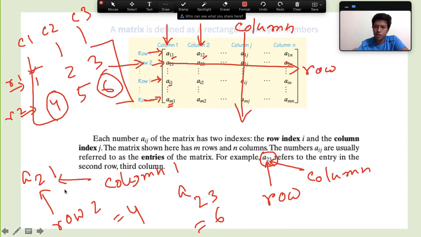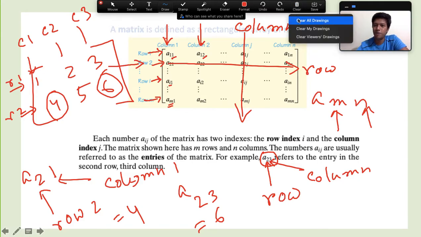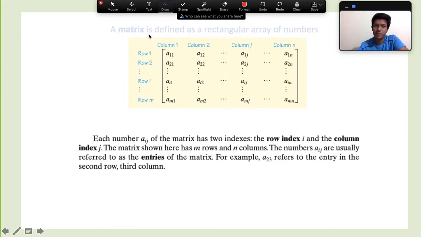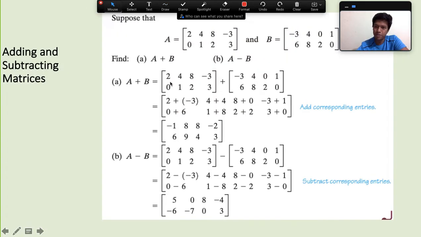So this is how we find out which one is row and which one is column. And this notation always works: if it is a_mn, this m is the row and this n is the column. The first one is always the row. You can always keep it in mind this way.